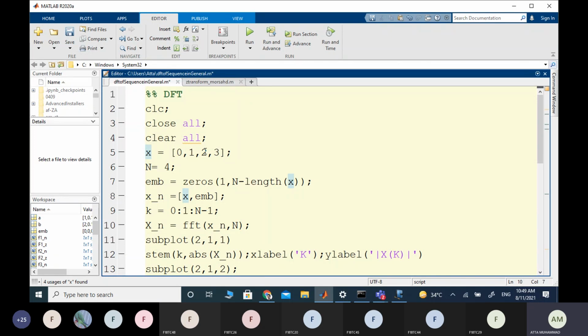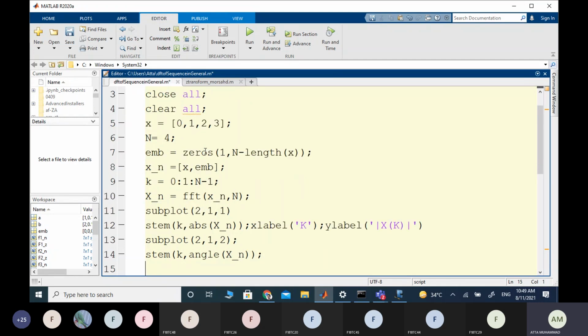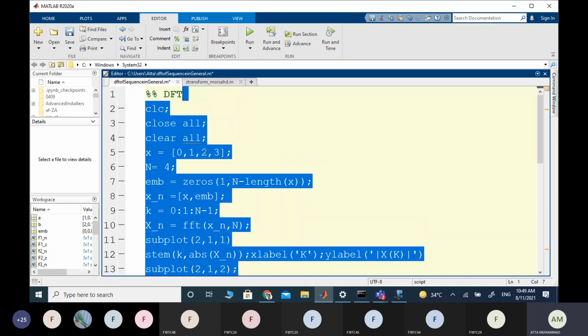Now you can see I haven't written DFT here, I have written FFT. FFT is nothing but an efficient algorithm to compute the DFT of the given signal, right? So I am plotting its magnitude and its phase using subplot. Okay, let's see if it works.